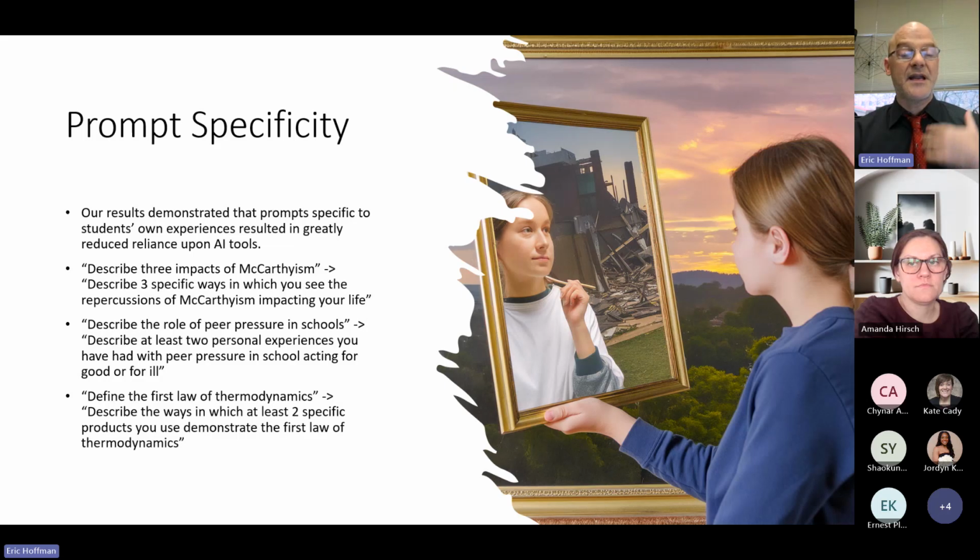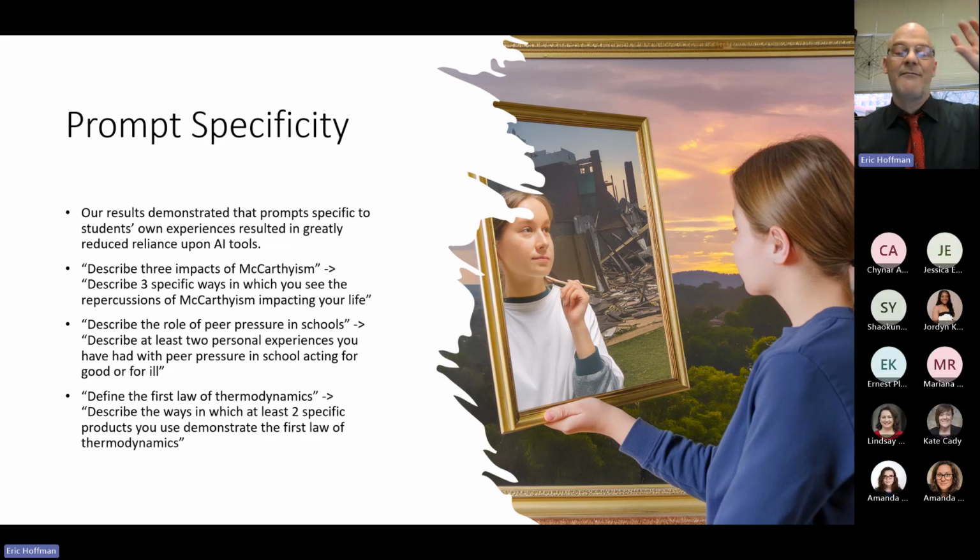So you can see what I've done is try to suggest three really simple examples where you take a broad generic prompt and turn it into something a little bit more specific, right? Describe 3 impacts of McCarthyism. You can easily turn that into: describe 3 specific ways in which you see the repercussions of McCarthyism impacting your life, right? So we're still asking for the same knowledge set, but we're asking for it in a way in which the student is able to connect their personal life to the subject matter in question.